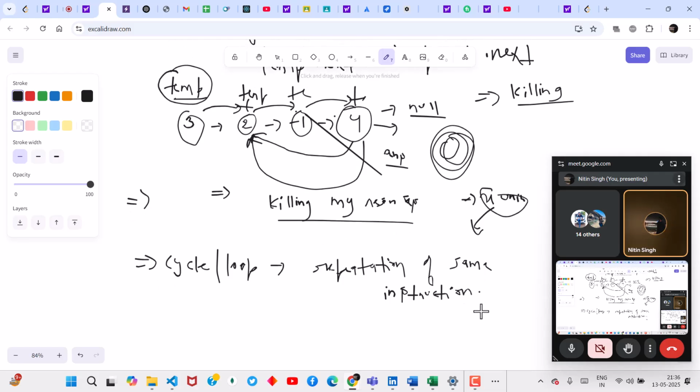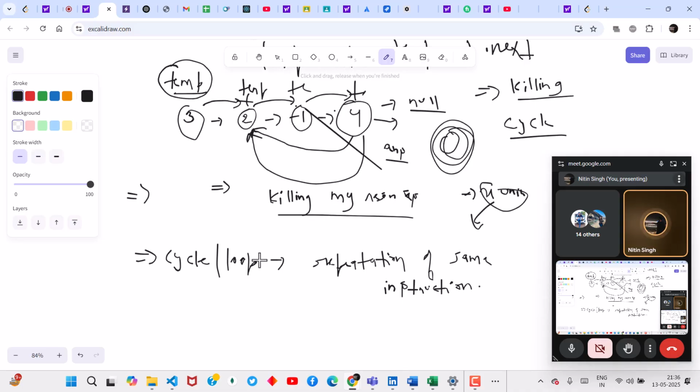That simply means I'm stuck in a loop. So now in this question, you have to figure out if there is any cycle in your linked list. Let's say I have a linked list with only 3, 1, 0, and 5. If you notice, I'll start my iteration from 3, go to 1, go to 0, and go to 5. But after 5, my 5 is pointing to null.